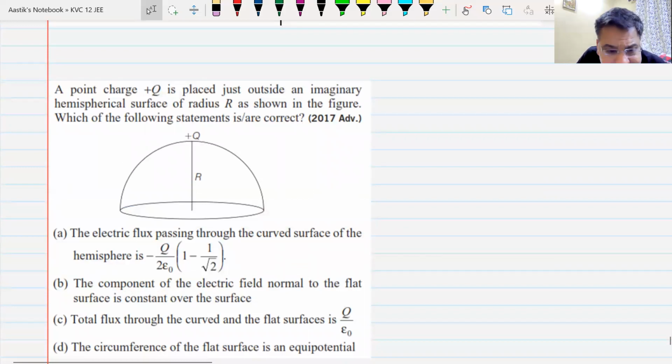This question, JEE Advanced 2017. We are only concerned about that part where we are talking about flux and field. The last part, equipotential, we are not concerned with right now. So D part is out of course. A, B, C, I think, are in course.